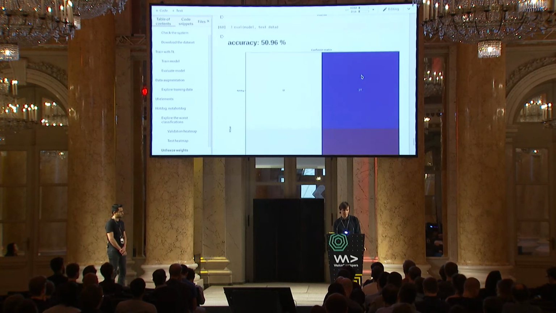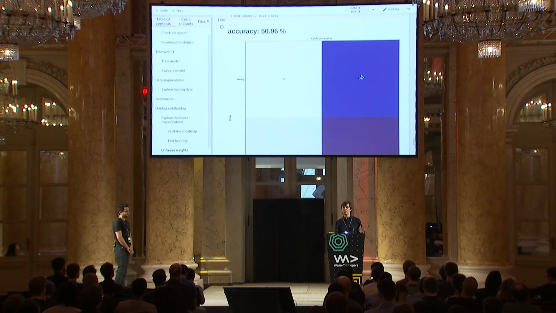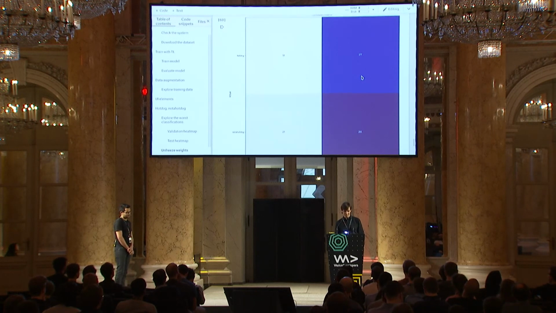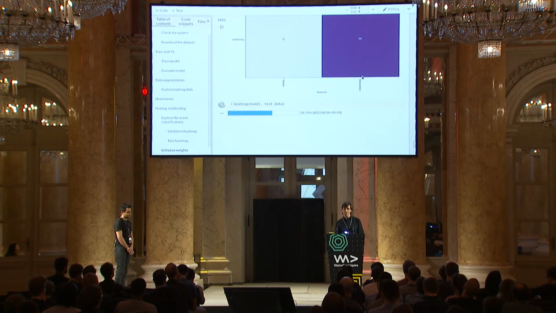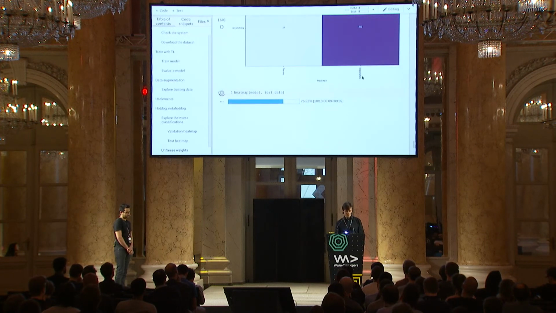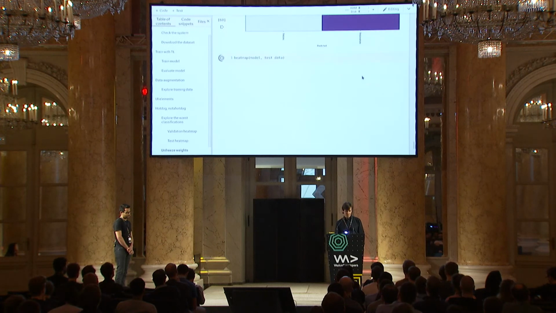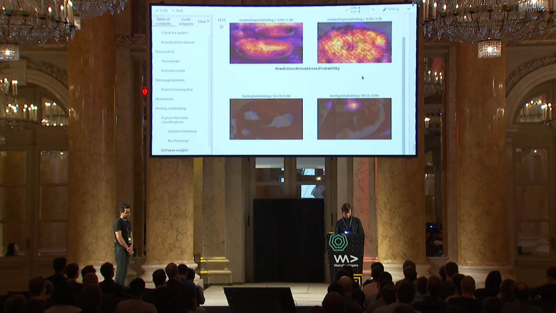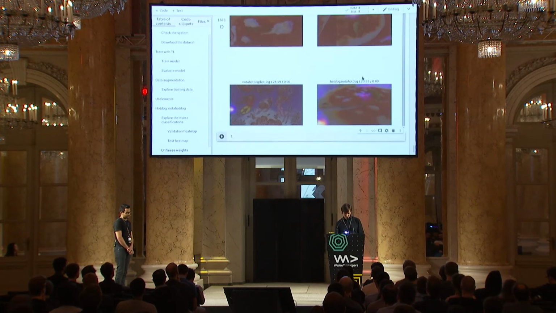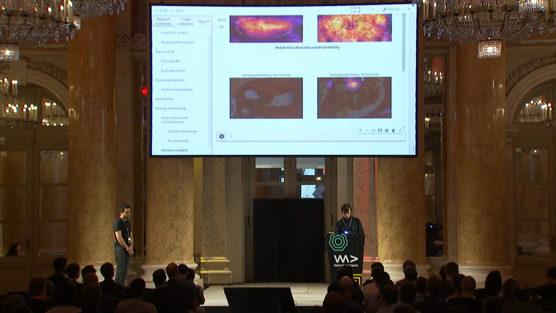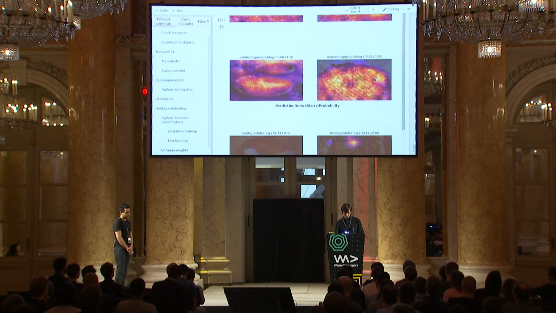Oh yeah, accuracy 50% for 96 on binary classification. Here you can see that the model is totally degenerated. And if you look at the heat map, yeah, it just doesn't know what to look for.